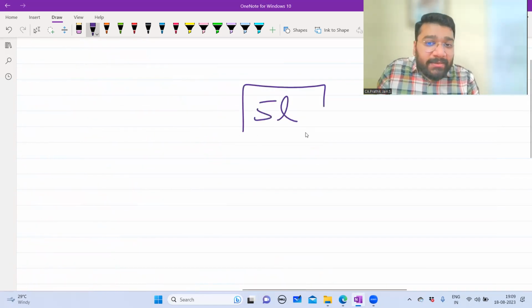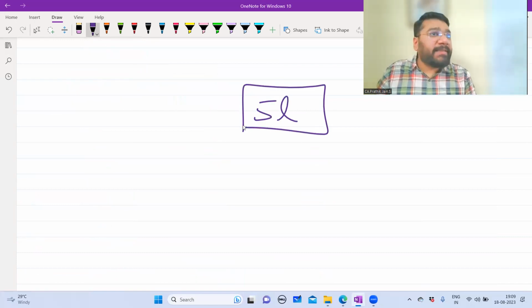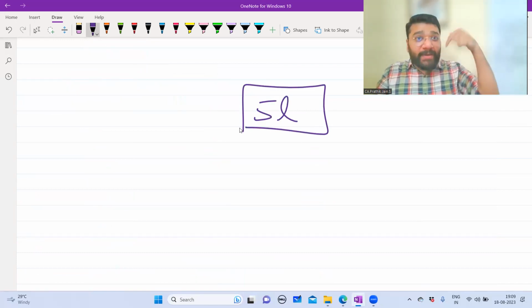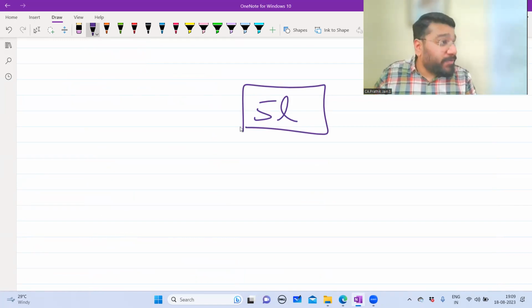So now, 5 lakh shares the company is having. The company says that if you want to be a part of my company, if you want to become the owner of my company, you have to buy the shares from me. And each share is costing rupees 10.